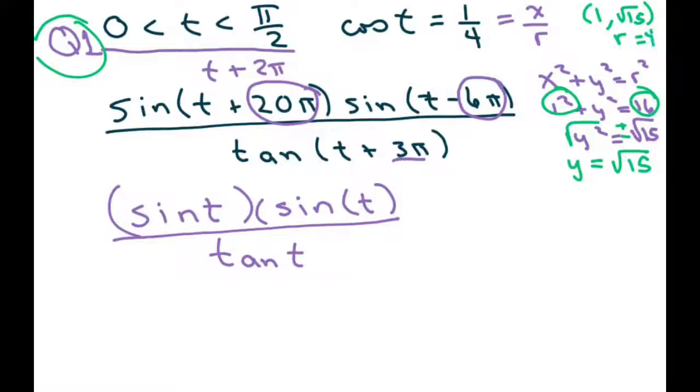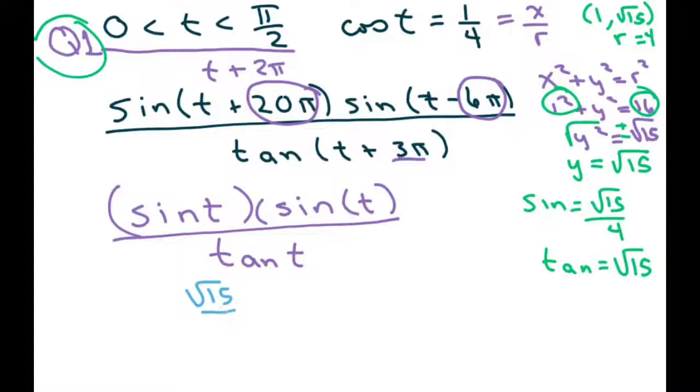R is 4. Now we just have to fill everything else. So sine just equals square root of 15 over 4. And tan equals y over x. So that's going to be just square root of 15. So let's plug everything in. Sine of t is square root of 15 over 4. And we have 2 of them, so I'm just going to square that. And then tan is square root of 15. That was actually square root of 15 over 1, which is square root of 15.